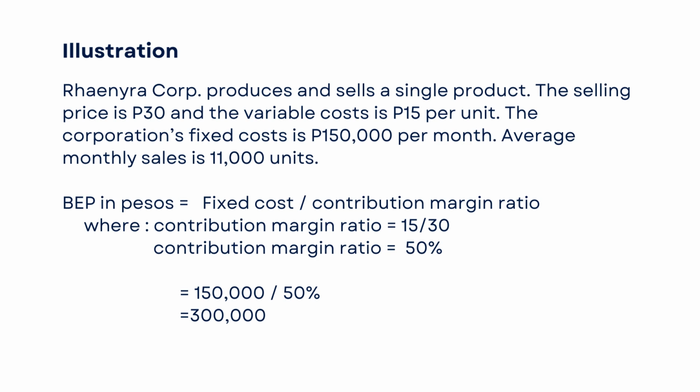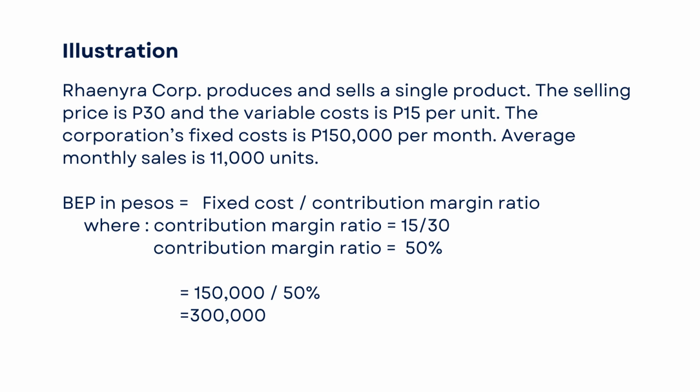Next, illustration. Same pa rin to, pero we will solve for the break even point in pesos, and we already know that fixed cost over the contribution margin ratio ang break-even in pesos. And of course, we have to get the contribution margin ratio, that is contribution margin divided by the total sales, or 15 divided by 30, that is 50%. So 150,000 divided by 50%. So our break even point in peso is 300,000.